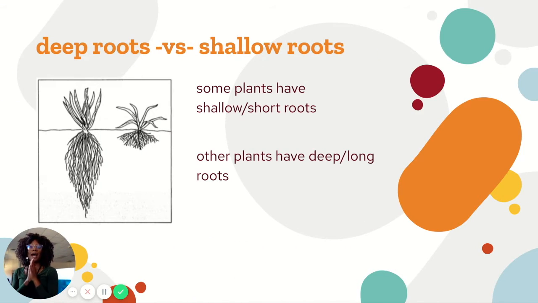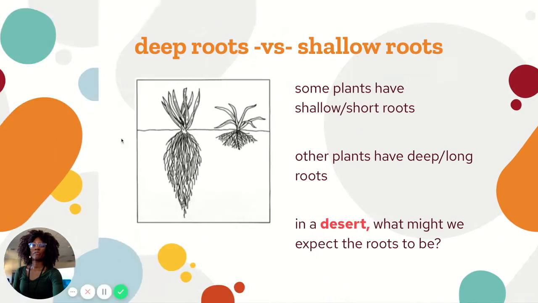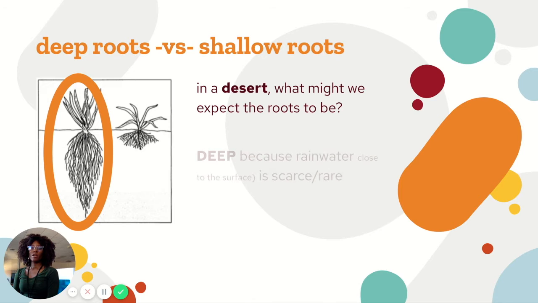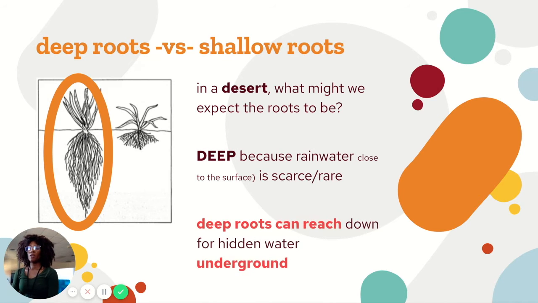Other adaptations we could look at: deep roots versus shallow roots. So there are plants that have roots that go really far down, deep, and there are plants that have roots that are really shallow. Think about a desert. What might you expect the roots to be? Would you expect them to be deep or short? Right? You would probably say that they would be deep.